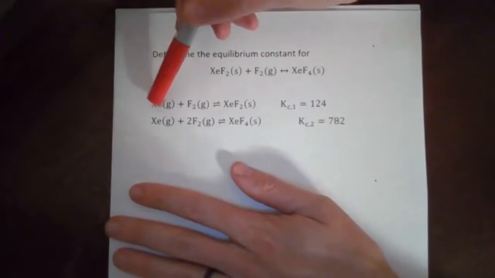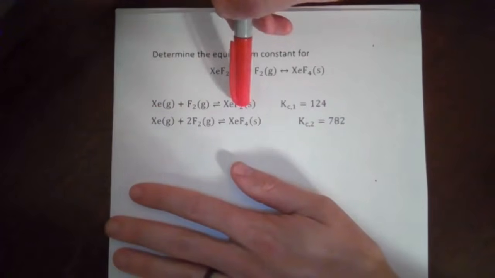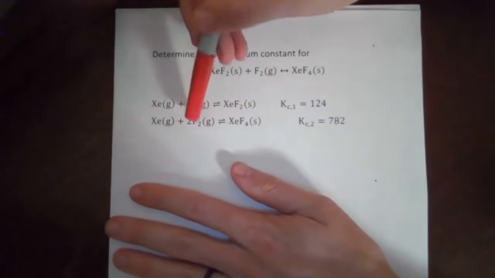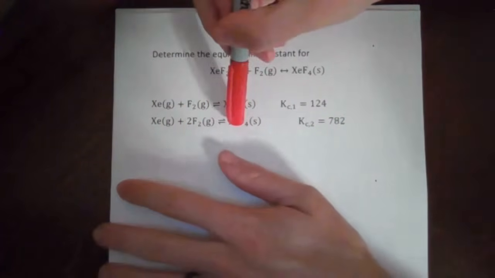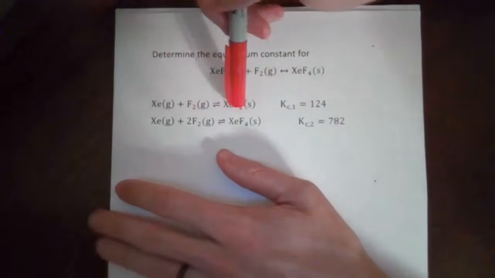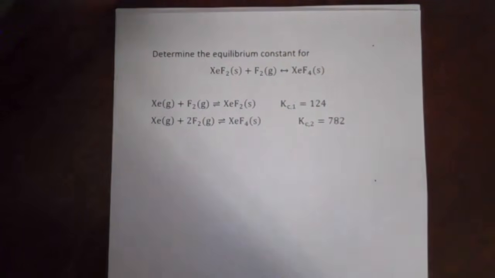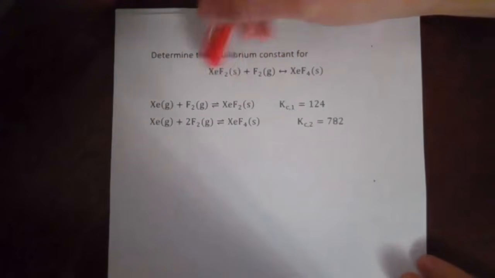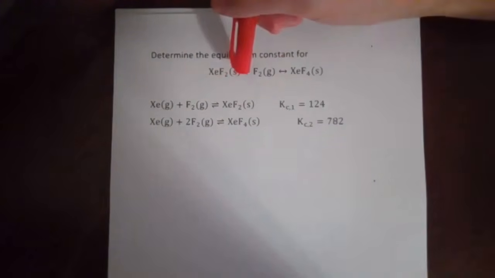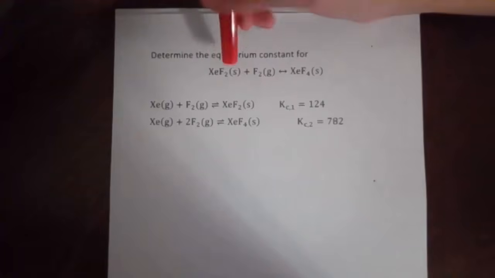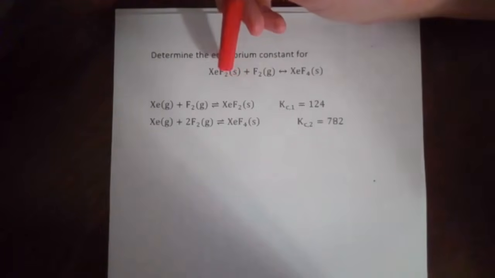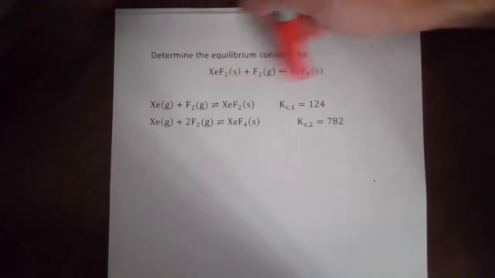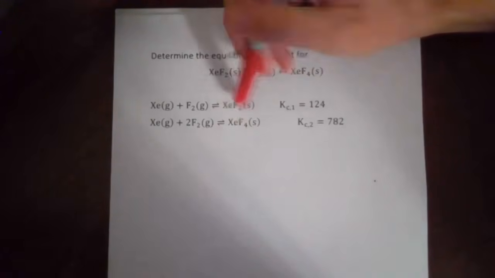Here I have the reaction of xenon plus fluorine making xenon difluoride, and xenon plus 2 fluorines making xenon tetrafluoride. So how can I think about these as intermediate processes? One of the things is I know I need to start with xenon difluoride. So one of the things you want to key in on in order to figure out this process is what compound shows up in this target equation that's only in one of my references.